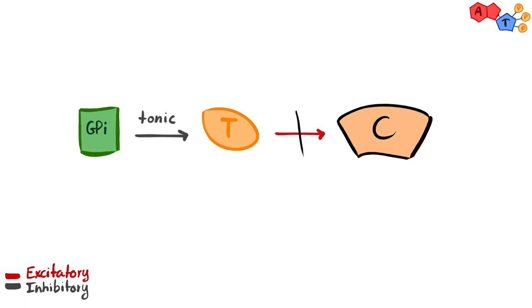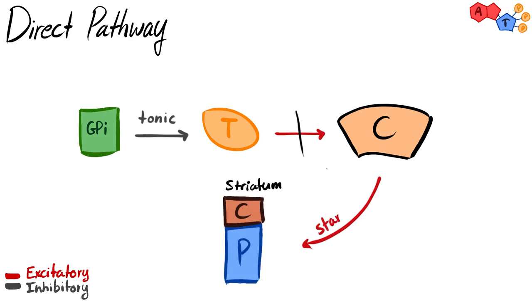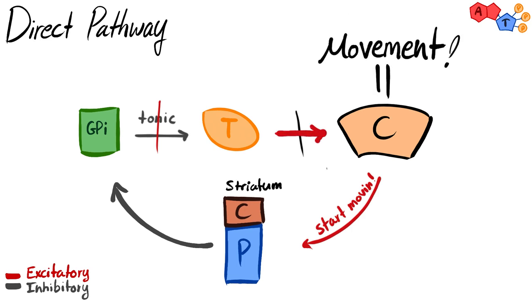So, if you want to move, you will be activating the direct pathway. So, let's start with it. Signals from cerebral cortex will activate the striatum, which will then inhibit globus pallidus interna, and by that, we're releasing the thalamus from globus pallidus interna inhibition, so you can freely move.